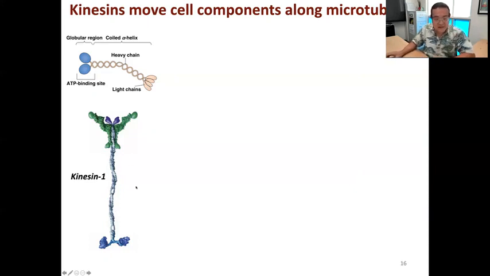So you might say, well, this thing looks really funny, right? What's this? This looks like a pretty intricate sort of attachment clamp, right? And that's exactly what it is. It is a clamp that can hold on to something, the cargo that this thing is going to carry. The other end, look, it looks like these two funny sort of cartoony feet, right? This is the end that binds to the microtubule.